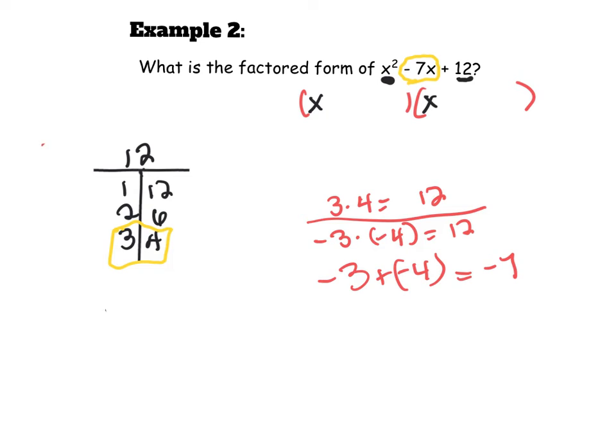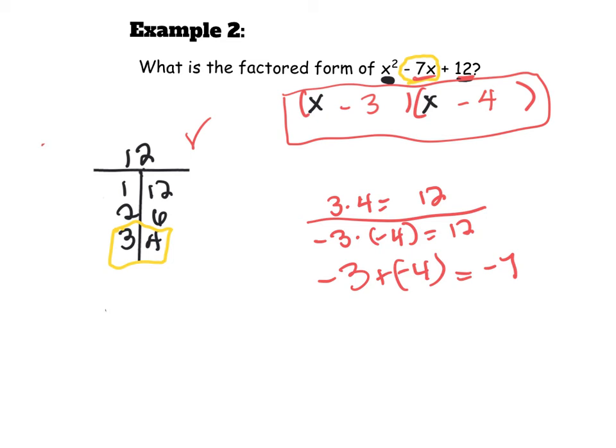And this is exactly what we were looking for to qualify for our middle term and our ending term. So therefore, we can fill in a minus 3 and a minus 4, and we can check our answer by multiplying this out if you would like to. And that is our answer by using a t-chart.